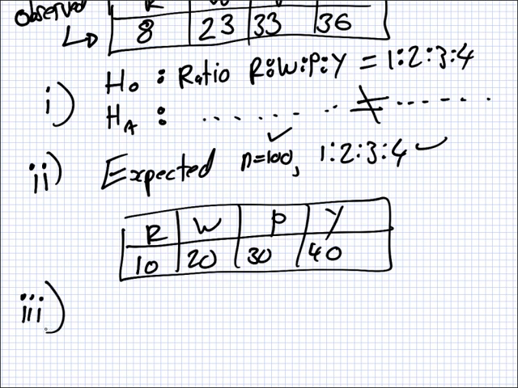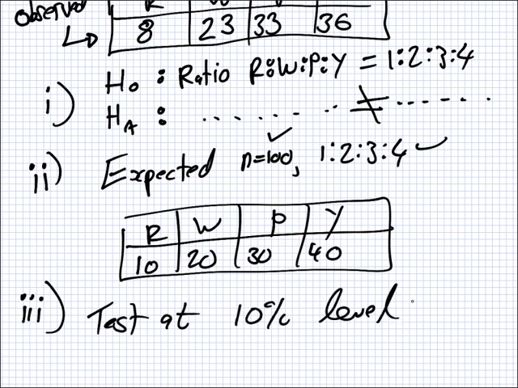And so what do you think the final part is? Test. Now they're being a bit weird here. They said test at the 10% level, which means you only reject when it's less than 10%. I don't know why they did that, but anyway, I want you now to test and see your conclusion, please.